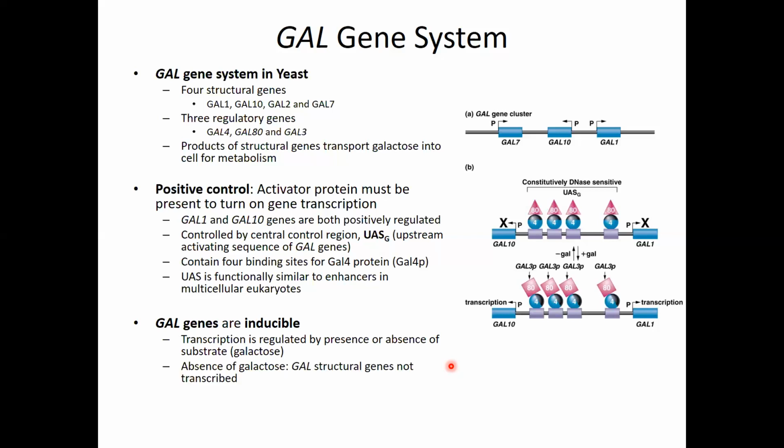Absence of galactose in this case means you see there is no transcription of the GAL structural genes, okay? And if galactose is added to the medium, transcription starts immediately because it is inducible. So when galactose is present, it goes right into transcription mode. Like, no stopping me now, okay?